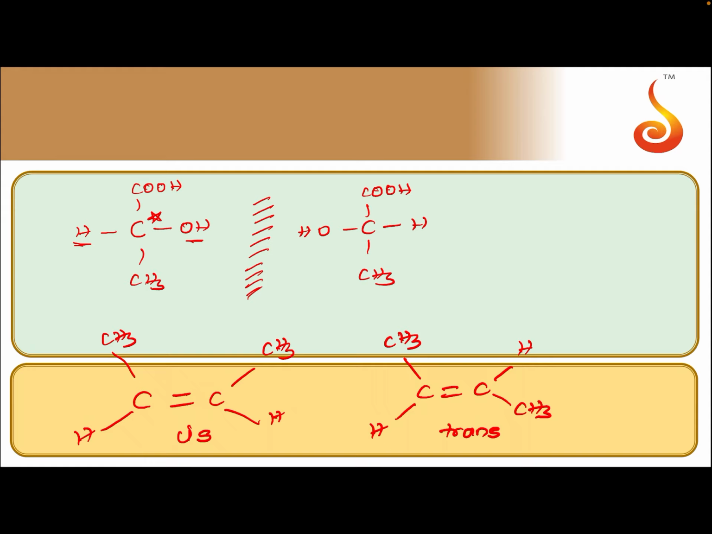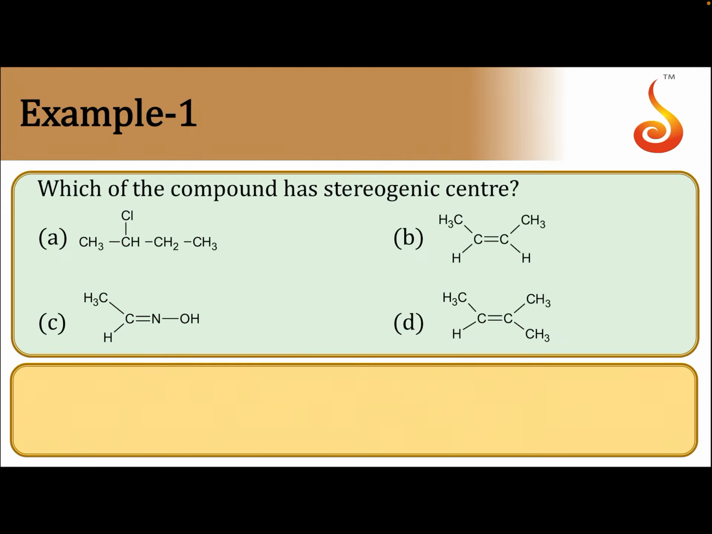So an interchange of two groups bonded to an sp3 or sp2 hybridized carbon results in a new stereoisomer, which means it's a stereogenic center. Now let us see how many compounds have a stereogenic center. If you say this carbon is a chiral carbon atom, with C2H5 on one side, Cl on one side, CH3, H. So this is a stereogenic center because if I interchange two groups, I'll get a new isomer.